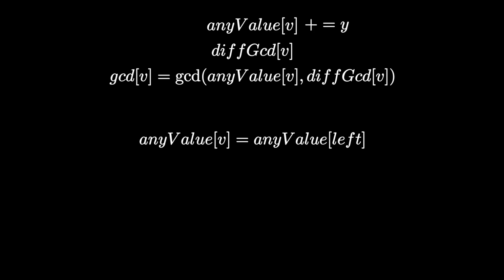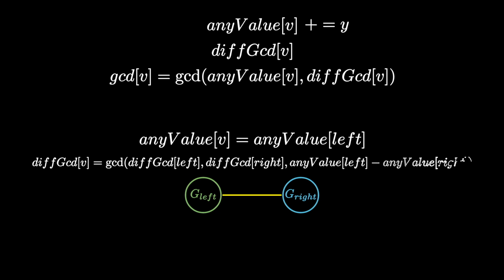And how to recalculate div-GCD? The div-GCD of the left subtree stores the GCD of some spanning tree of the left subtree, and the div-GCD of the right subtree stores the GCD of some spanning tree of the right subtree. So all we need to do is connect these two spanning trees, that is, add any edge between them. But we store any value for both subtrees. Let's take their difference. So the div-GCD for vertex v is a GCD for the following values: div-GCD for the left child, div-GCD for the right child, and the difference of any value for the left and right children.